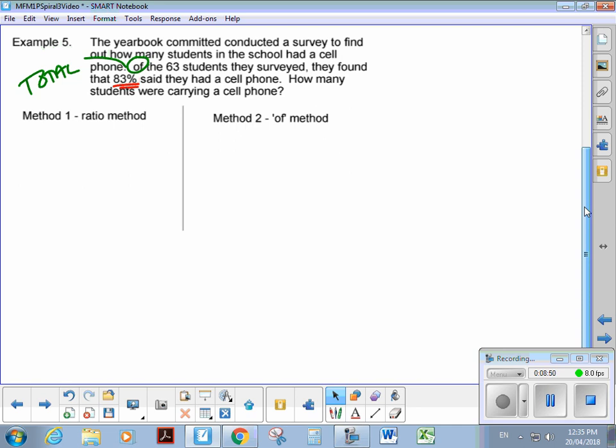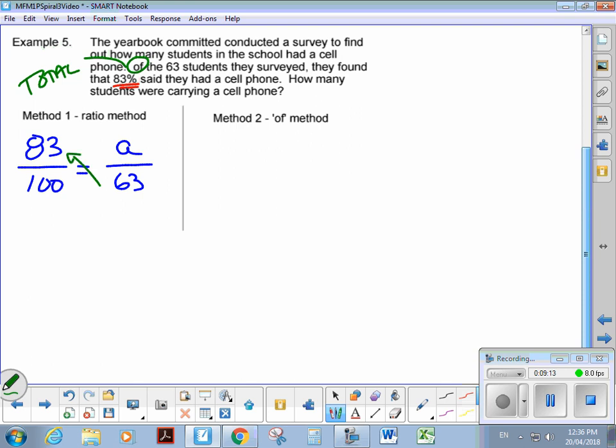So the first thing I'm starting with is my percent. Percent gives me a fraction. I know it's 83 out of 100. Now, what am I trying to find? How many of those students had a cell phone? Well, of the 63 students surveyed, so that means we surveyed 63 students. We want to know how many of those 63 have cell phones.